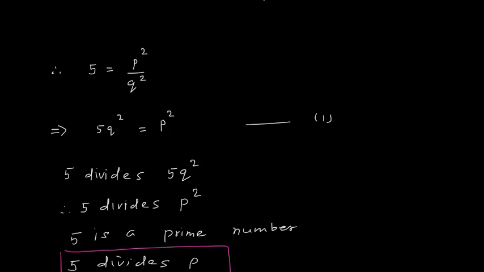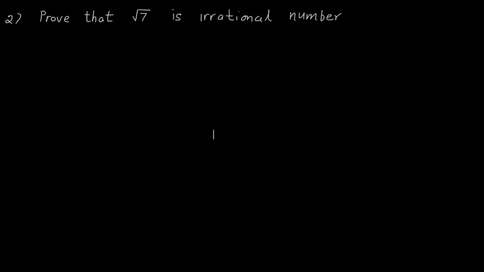Let us see one more problem. Here we have to prove that root 7 is an irrational number. So step by step, tell me what is our first step. Our first step is, we say: let root 7 be a rational number.